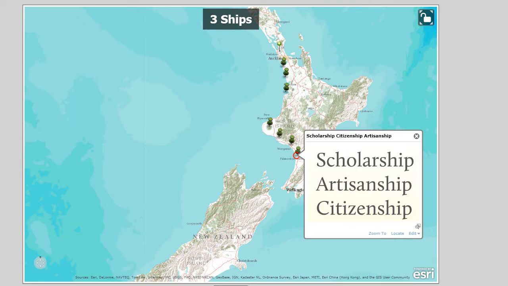Artisanship. Well, GIS develops key skills. Workforce skills, yes, but also life skills. Organizing, making sense of data, inquiry, thinking critically. And finally, citizenship. GIS allows students to engage in real issues in their community, their region, their country, their world, becoming more effective global citizens.